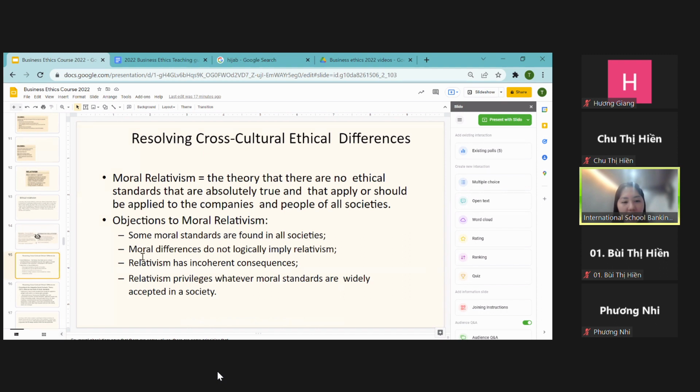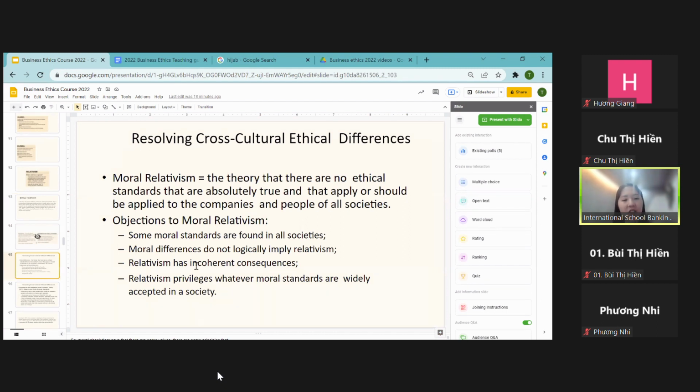The second objection is that moral differences do not logically imply relativism, okay? So it means that when we see two differences in moral standards in two different cultures, we have to evaluate which one takes priority in this case. We cannot accept that two moral standards are equal to each other, okay? We have to prioritize one over another.